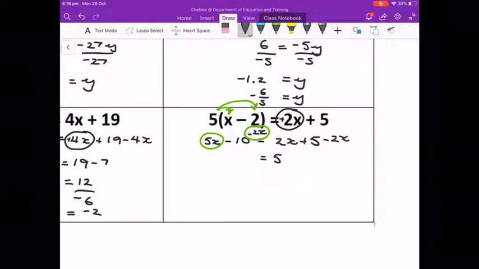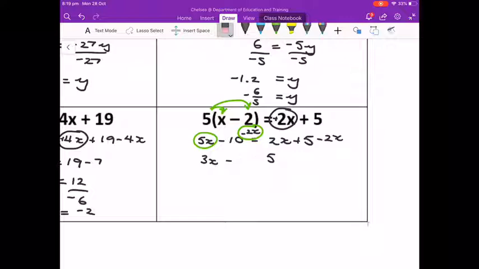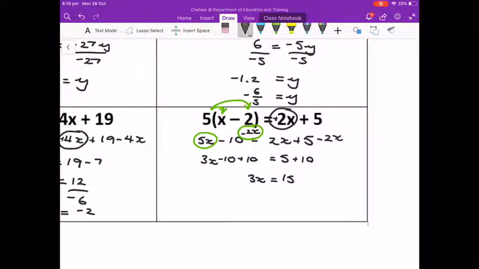5 take 2x equals 3x take 10. Now we want to get rid of our take 10, or our negative 10. Write that again. We're going to add 10 to both sides to balance the equation. We're left with 3x equals 15, because negative 10 plus 10 equals 0. Dividing both sides by 3, and x equals 5.